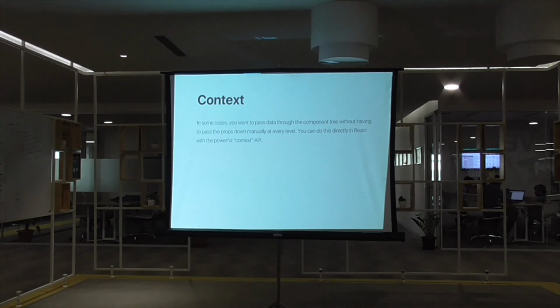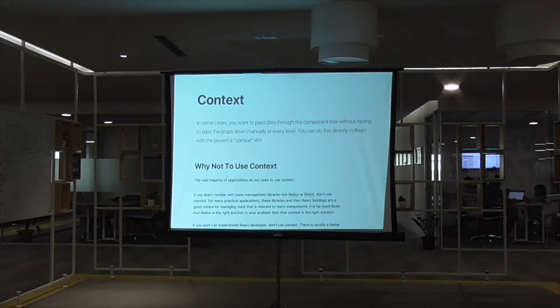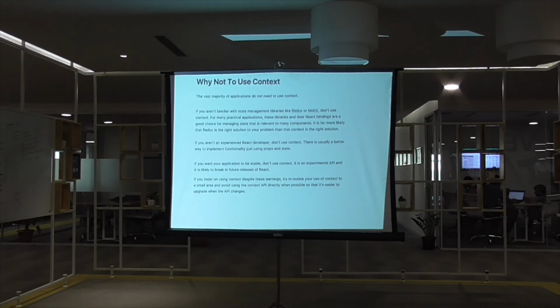So the interesting thing is in the context docs, they first tell you what context is. I'm just going to read it super fast. In some cases, you want to pass data through the component tree without having to pass down the props manually at every level, right? This is kind of what we want. Declare it once, but we want access to it across all of our presentation components. Then they have the next section, which is why not to use context, right? And they have a bunch of reasons. We're going to quickly go through all of them so that you guys don't burn me after this, basically.